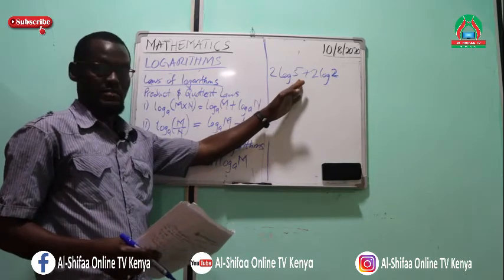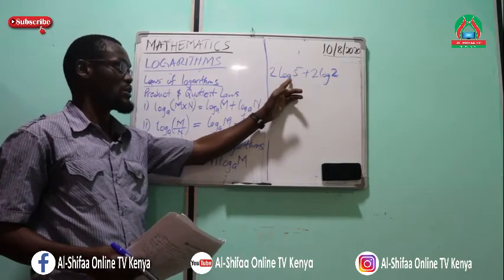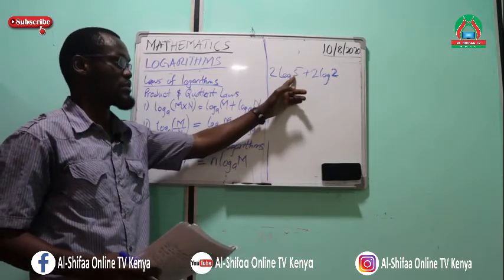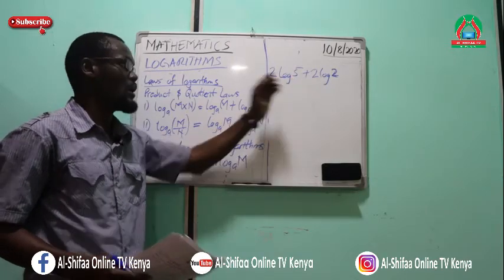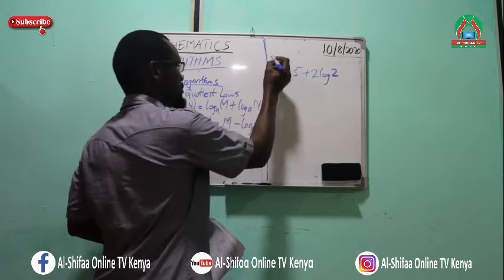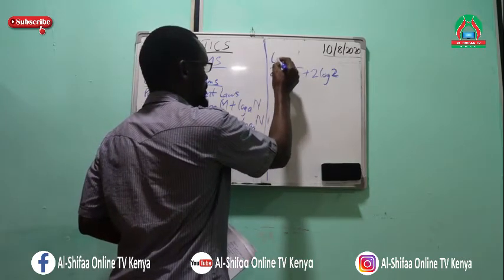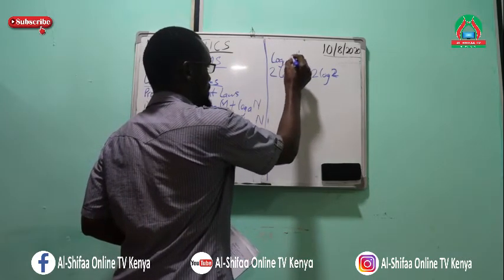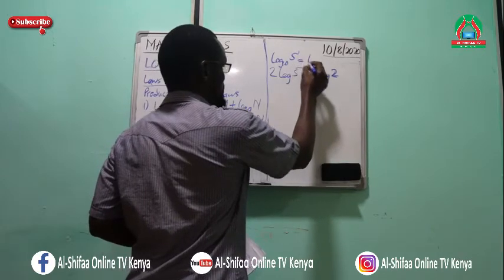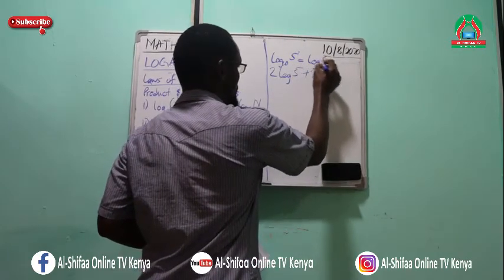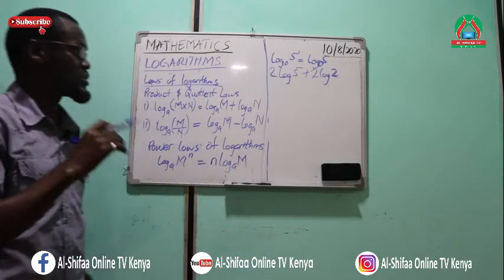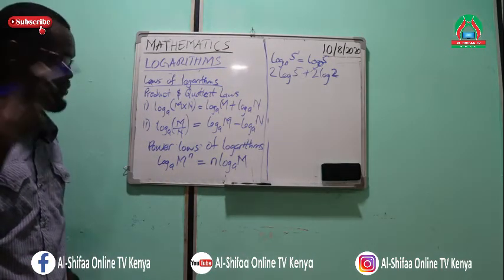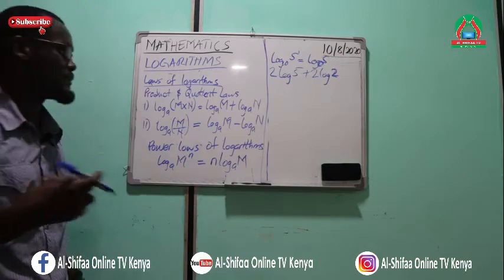5, as I mentioned earlier, when the log has no indication of the base, it means it is base 10. So there's no difference when it's written like log base 10 of 5. This is equivalent to log 5. When no indication of the base is written, you should always have in mind that it is to the base 10.